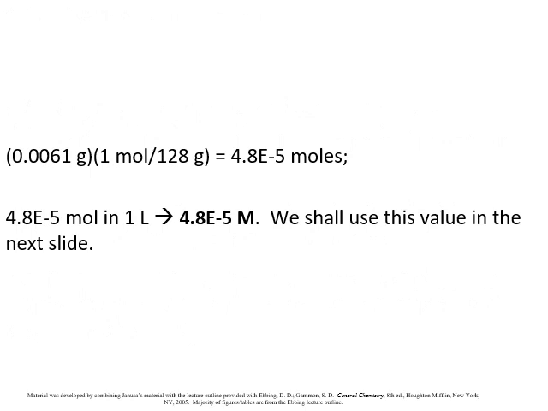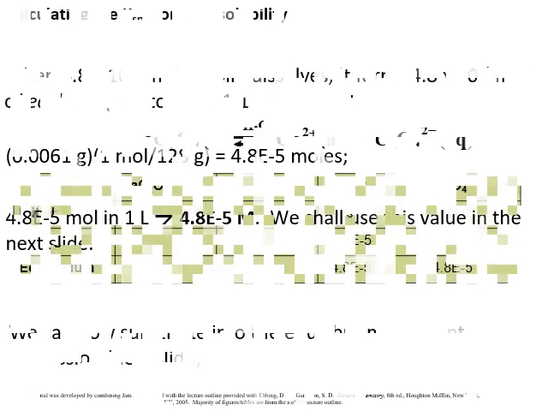So 0.0061 grams is what we were given in the problem statement, divided by 128 grams per mole, or multiplied by 1 mole over 128 grams, and that gives us 4.8 times 10 to the minus fifth moles. So we've converted the grams to moles of calcium oxalate. And that is dissolved in 1 liter, so that means the concentration will also be 4.8 times 10 to the minus fifth molar. Next slide.